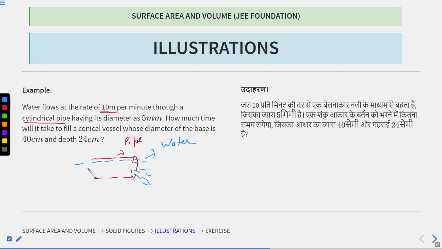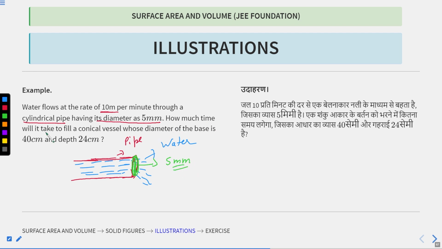That means water is coming from somewhere here. Okay, I hope you are getting the idea. Now the pipe has a diameter of 5 mm, 5 millimeter is my diameter. That means this hole, this circular part over here at one end of the cylindrical pipe, has a diameter of 5 mm.